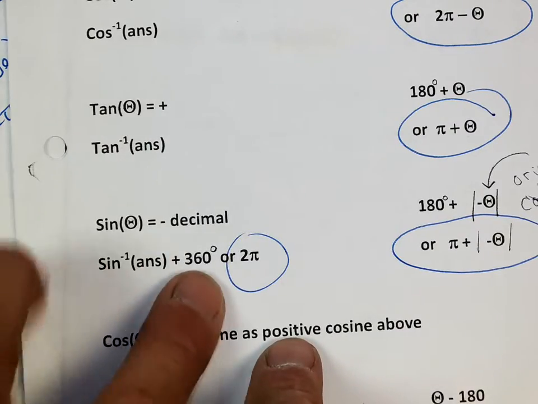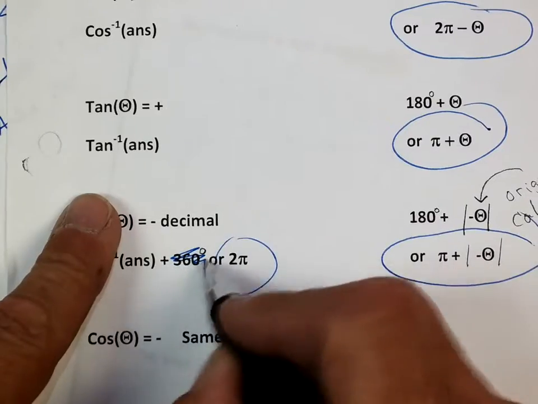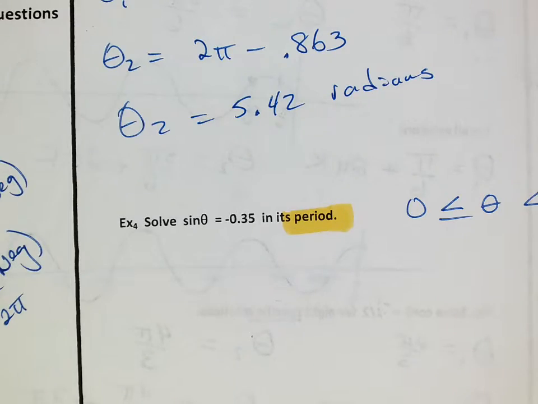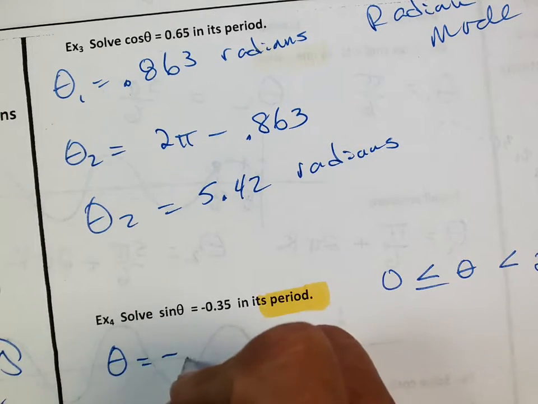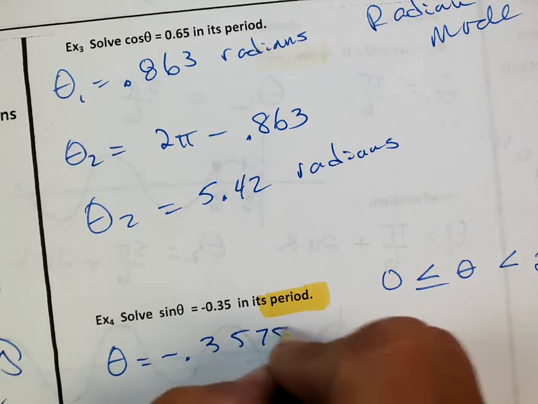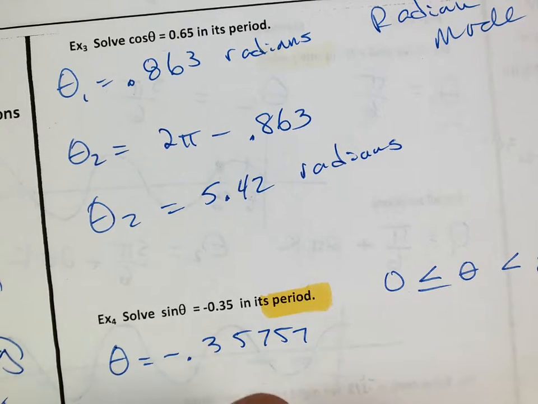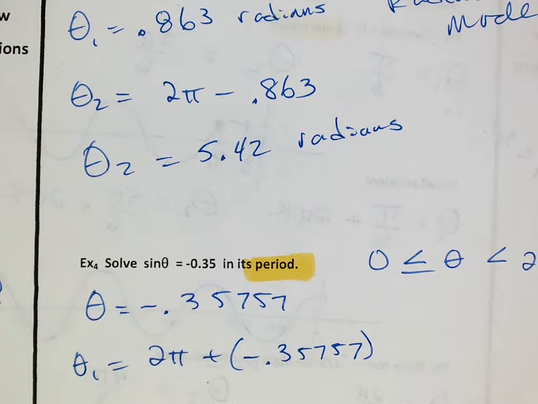I'm just going to add 360, but I'm not really going to add 360 because that's degrees for dummies. I'm going to scribble that out. I'm really going to add 2 pi to it, which swings it all around. So I've got theta equals negative 0.3575, but that is negative. So theta 1 is really 2 pi plus that negative 0.35757, because I'm going to spin it all the way around.